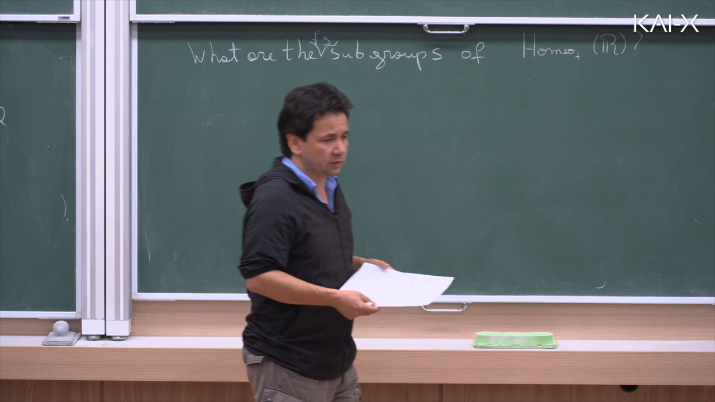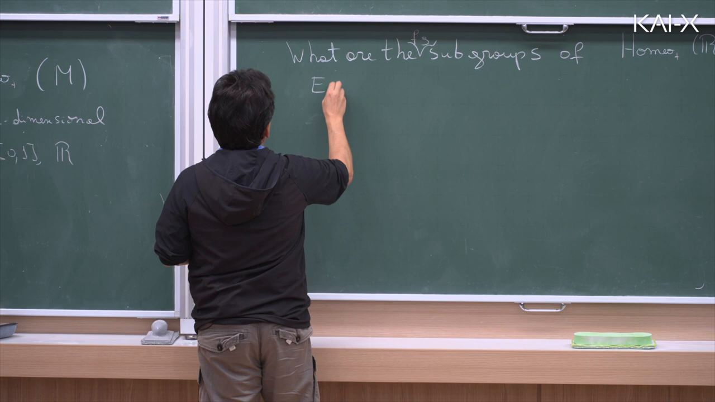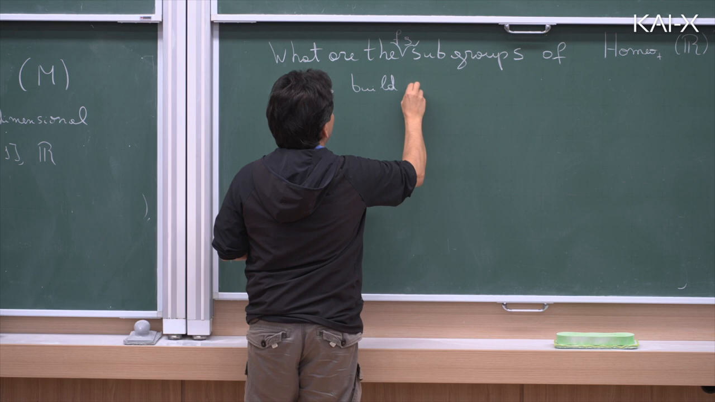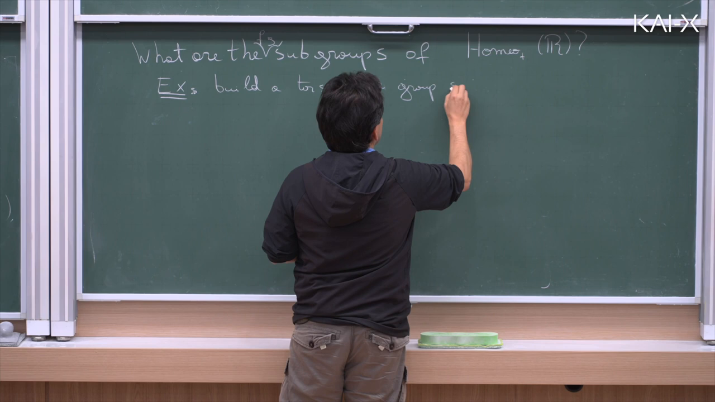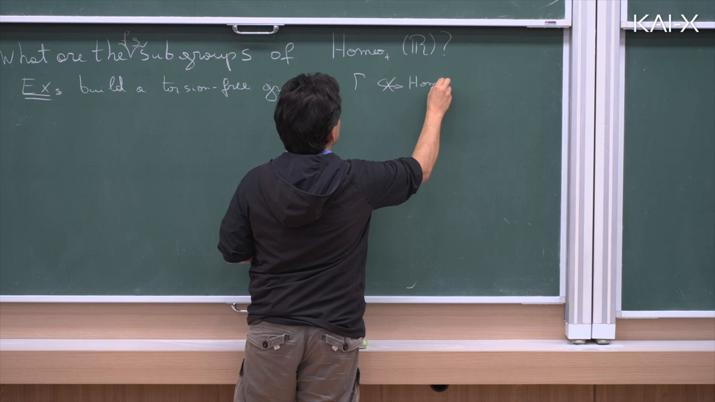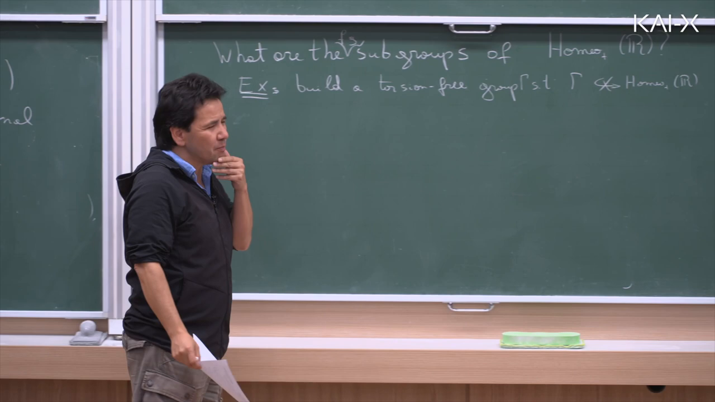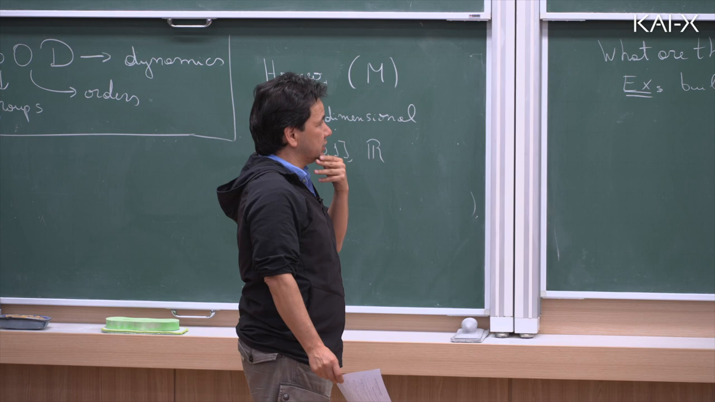So this is a kind of exercise. This is very well known to exist, but build a torsion-free group gamma, there are many remarkable examples, such that gamma does not embed into homeo of the real line. Okay, but actually there are many groups that embed into the group of homeomorphisms of the real line. For instance, an example that I like very much.